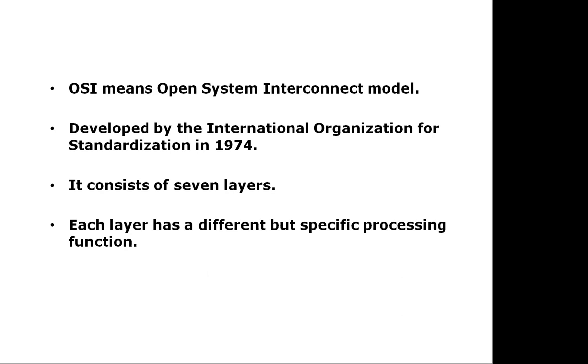So what is the meaning of open system interconnect? With the help of OSI, you can use any vendor of your router, your switch, or your device. So this is a common model, and this model is used to complete the process of sending data from one location to another location.